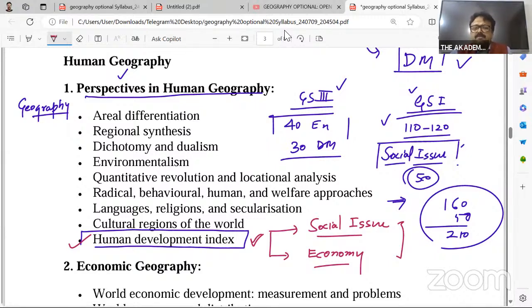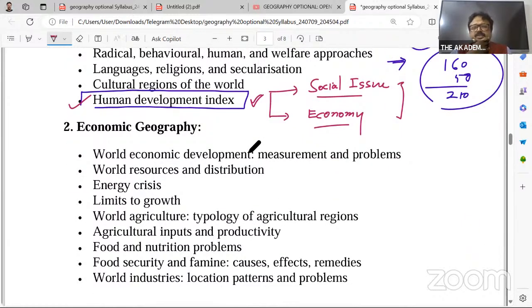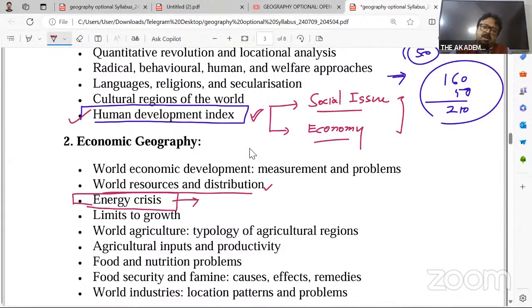So here also 1.1's entire heading is belonging to other topics of general study. Let's come to economic geography. अब थोड़ा इकोनॉमी से हम लोग मैच खेल लेते हैं. So world economic development, measurement and problem, world resources and distribution part of geography, energy crisis. Let's come to this energy crisis. You will find this topic is part of science and tech.